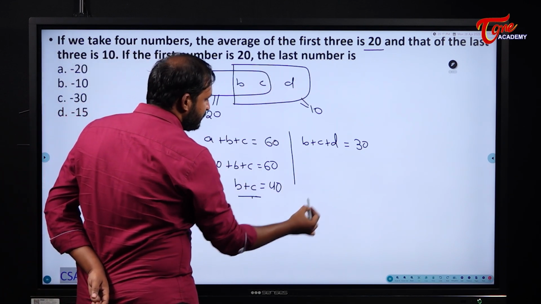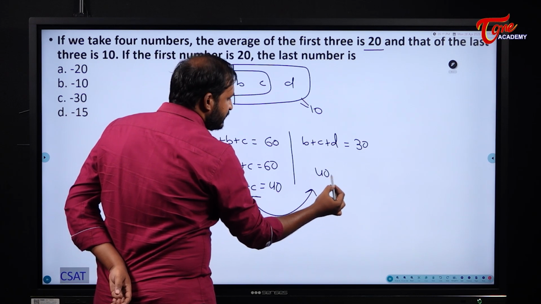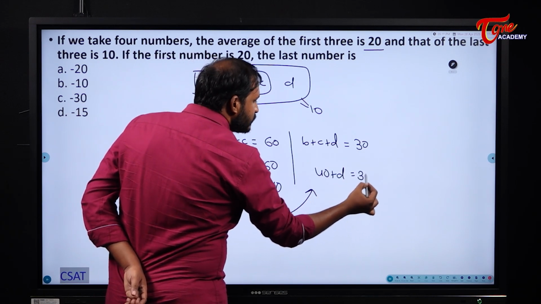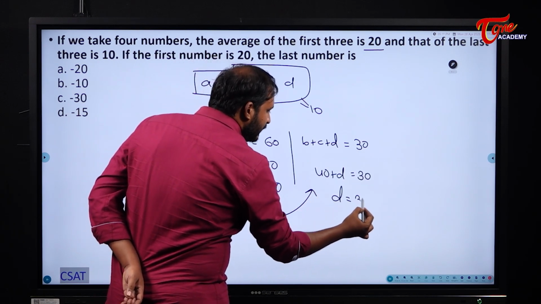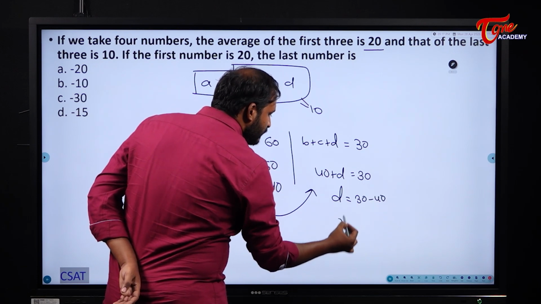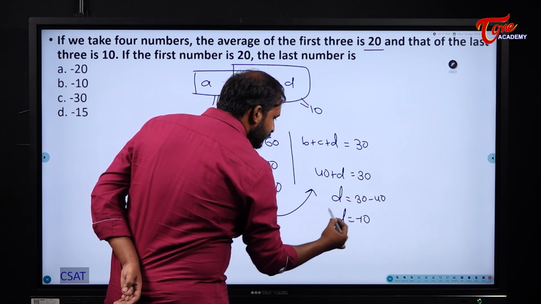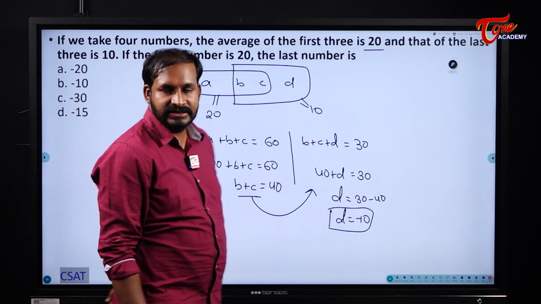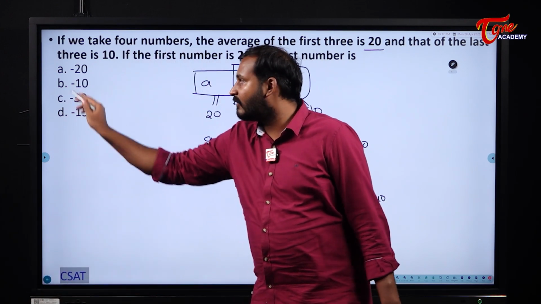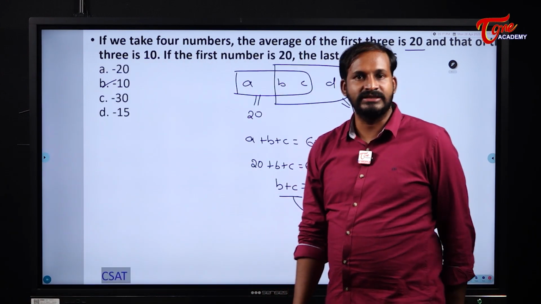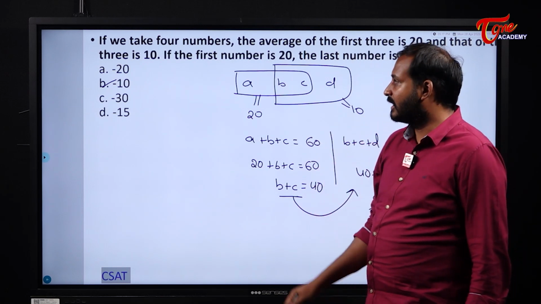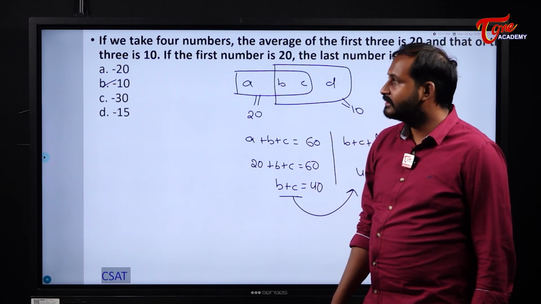Now I will substitute this B plus C here. So 40 plus D value is equal to what? 30. So now what will be D value? 30 minus 40. So D value here will become minus 10. So the last value will become what here? Minus 10. The last value is minus 10. Understood students? Right? Next one.